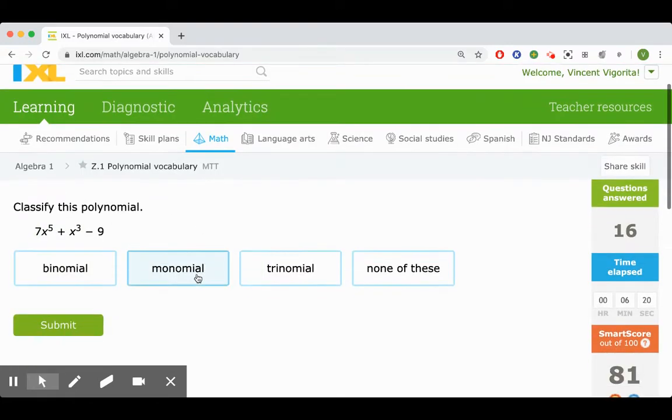Okay, new one. Classify this polynomial. Polynomial. We've done monomials. Mono is 1 term. Polynomial could be a couple things. Poly means many, by the way. That prefix there means many. Like polygon, many sides. Polytheistic, many gods. Okay. However, monomial does fall into that category. Okay. And I'm going to get this one wrong. I'm going to say it's none of these.